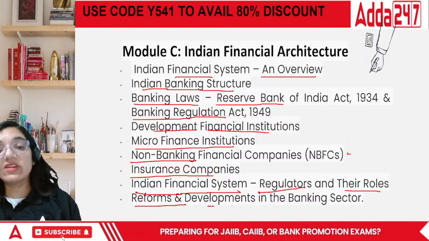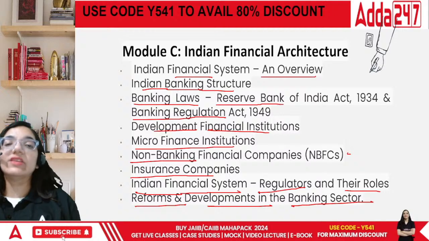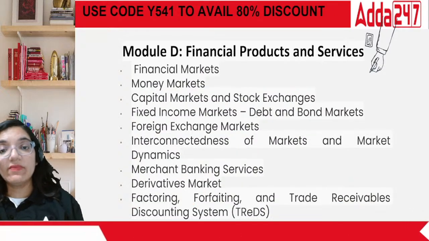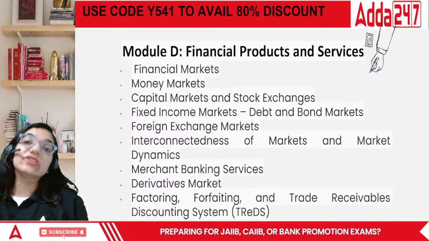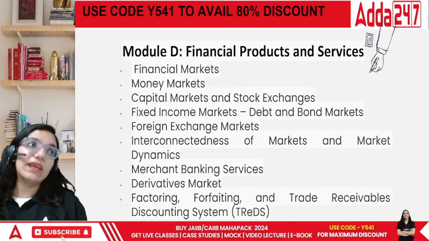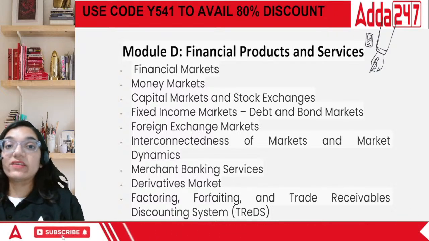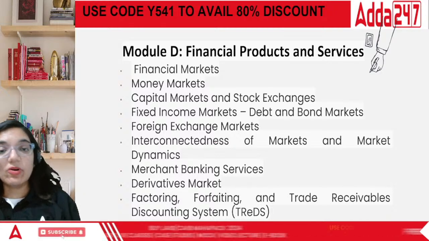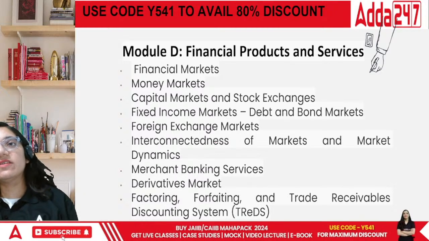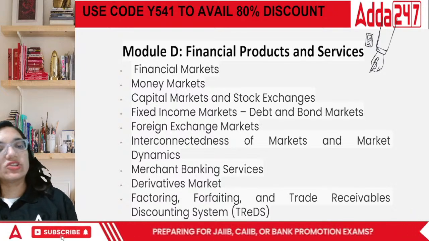then reforms and developments in the banking sector. You have to go through all these things altogether. Then comes financial products and services. This is module D. I think module A is based upon helping you understand the economy a little better. Then the basics of the economy are in module B overall. Module B has more basics. Module C gives you an insight into the RBI, the pillars of the economy. And then you have financial products and services.